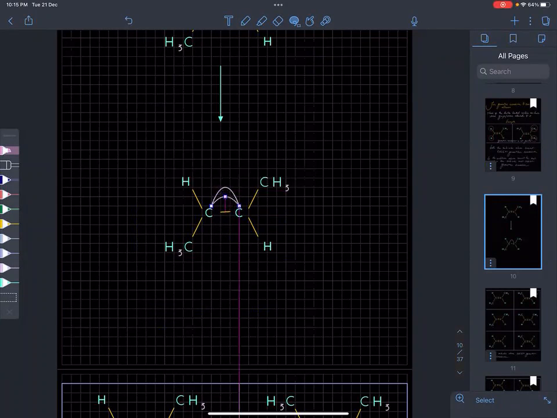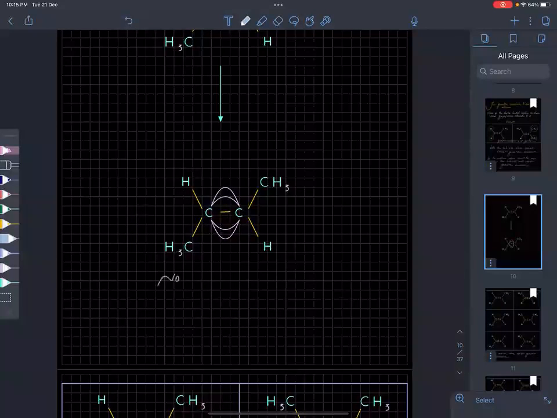This is one, and this is another. Now, suppose you try to rotate this carbon-carbon bond, it cannot rotate, because in order to rotate, these two bridges must break. Clear? That means this molecule is locked in this orientation. You are getting my point?